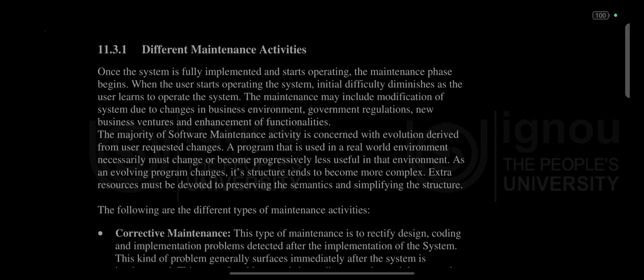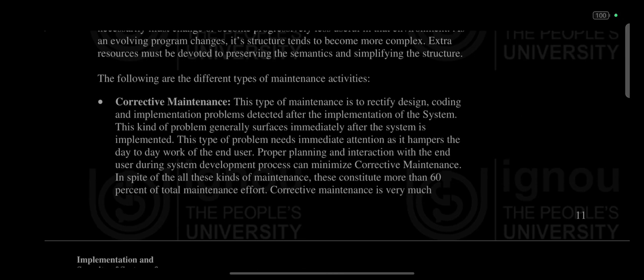A program that is used in a real world environment necessarily must change or become progressively less useful in that environment. As an evolving program changes, its structure tends to become more complex. Extra resources must be devoted to preserving the semantics and simplifying the structure. The following are the different types of maintenance activities.